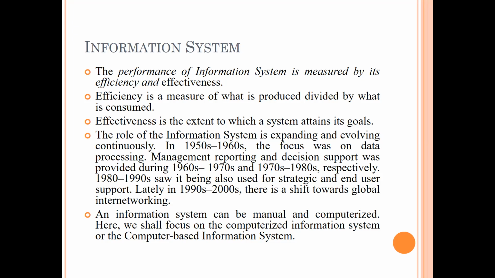So the role of information systems is expanding and evolving continuously. In the 1950s to 60s, the focus was on data processing. Management reporting and decision support was provided during the 60s to the 70s and 70s to 80s respectively. 80s to 90s saw it being used for strategic and end user support. Now lately, in the 90s to 2000s, there's been a shift towards global internet working. So you will understand more of this as we proceed through this class.